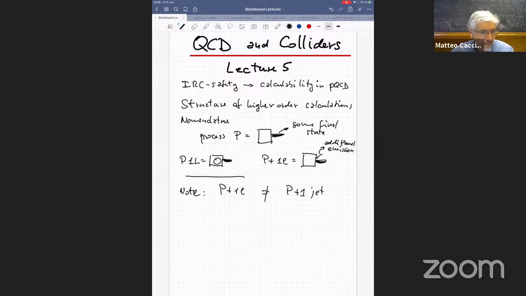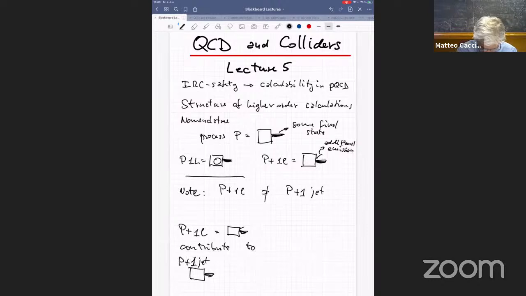Okay, so let's see. I forgot to say that indeed this particular process, this P plus one leg, can contribute to two different processes. It can contribute to P plus one jet, and this will be this kind of thing, or it can contribute to simply P plus X, where this thing is integrated over. So it depends what you do with the integration over phase space, whether a given amplitude contributes to one process or to another.